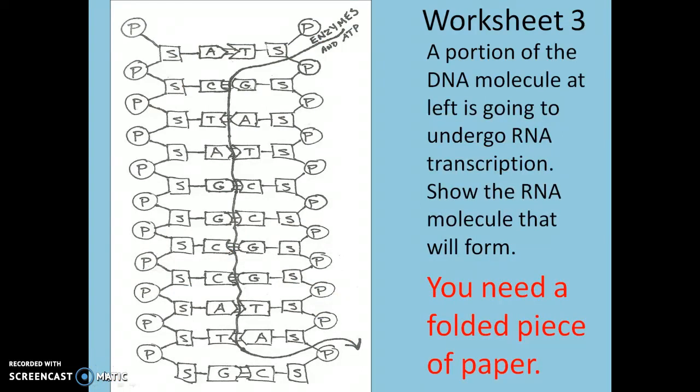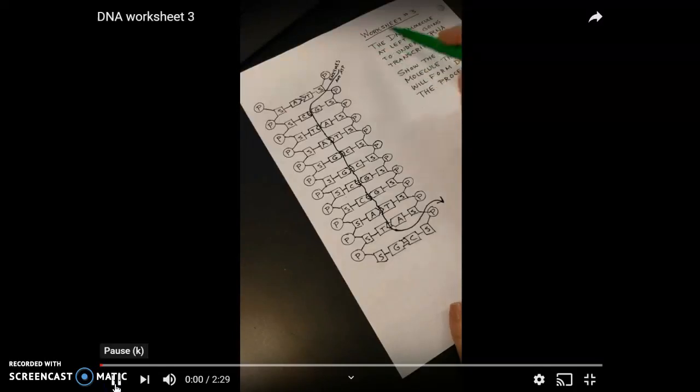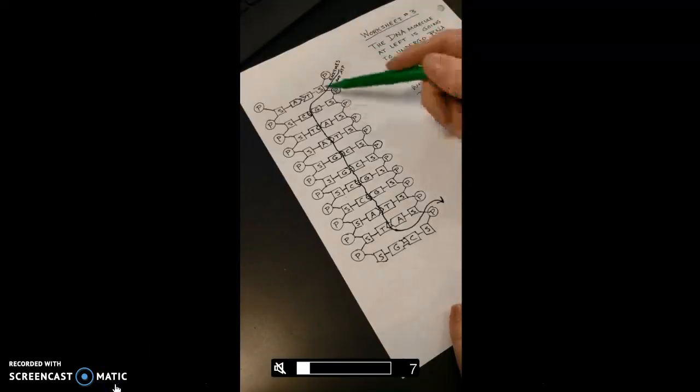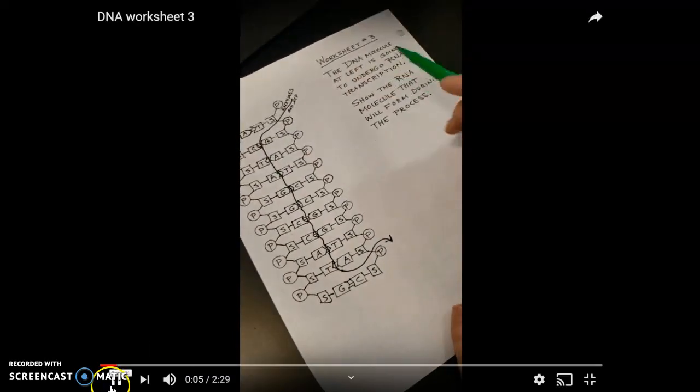So now that we went over transcription, you are ready for worksheet 3. For worksheet 3, you are going to need a folded piece of paper. There should be some on my front desk, or you could use some of your own. All right, so this is worksheet 3. You are going to take your DNA molecule and you're going to transcribe it into an RNA molecule.